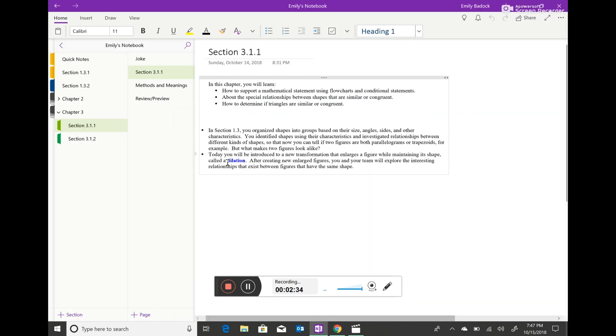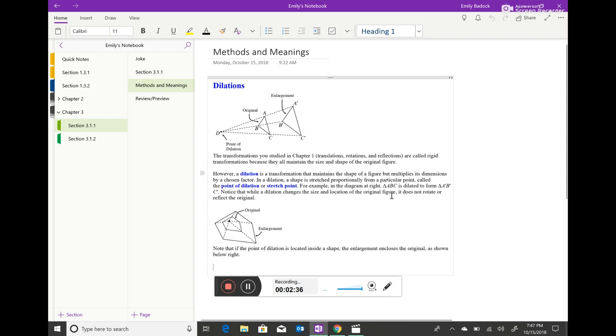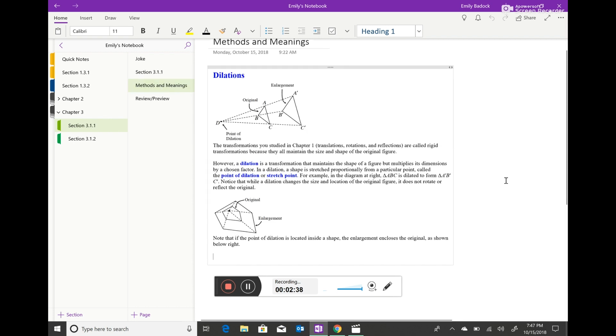Now I'm going to take you guys over to the methods and meaning box. This just writes down or describes more of what a dilation is. A dilation is a transformation that maintains the shape of a figure by multiplying its dimensions by a chosen factor. So you can double it, you can triple it, you can multiply it by 4. In a dilation, a shape is stretched proportionally from a particular point called a point of dilation, or a stretch point. If you refer back to that video, that stretch point would have been where that rubber band was taped to the board.